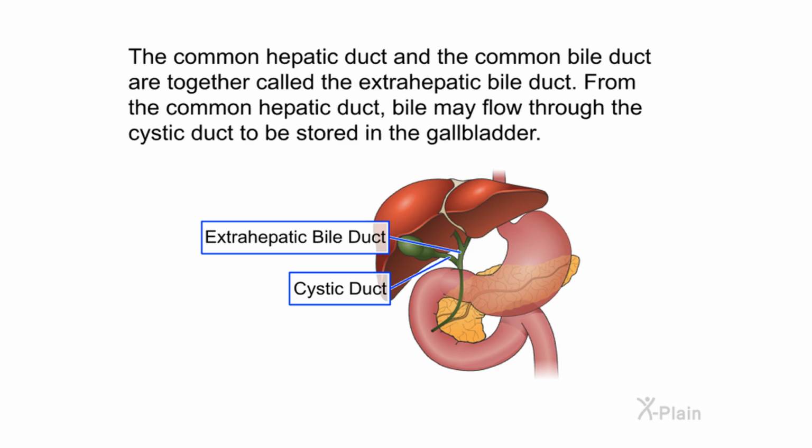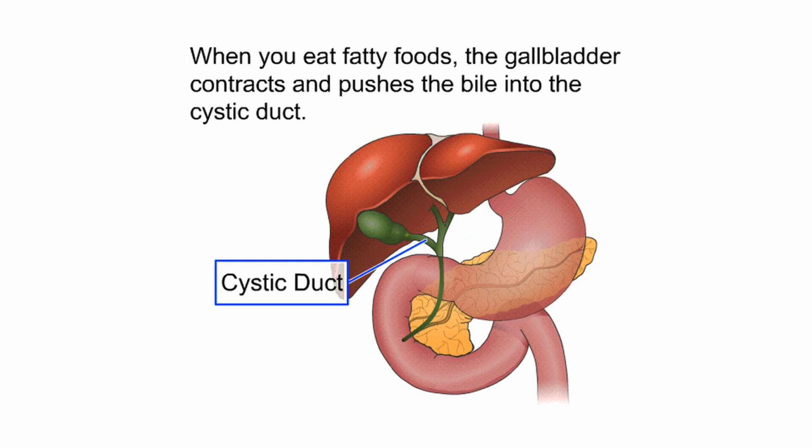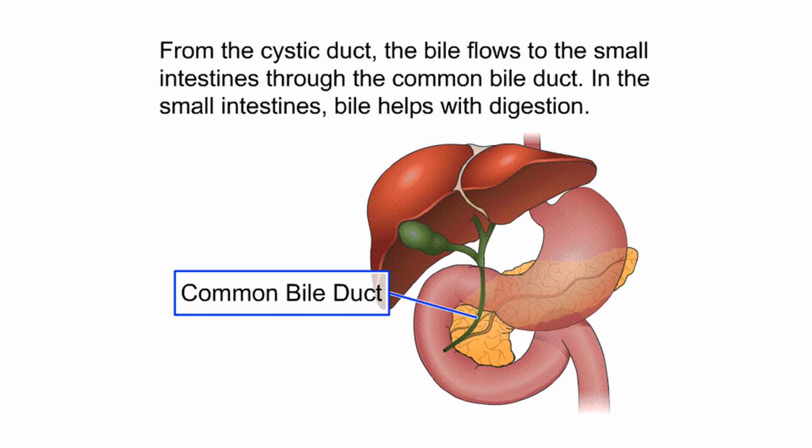From the common hepatic duct, bile may flow through the cystic duct to be stored in the gallbladder. When you eat fatty foods, the gallbladder contracts and pushes the bile into the cystic duct. From the cystic duct, the bile flows to the small intestines through the common bile duct. In the small intestines, bile helps with digestion.